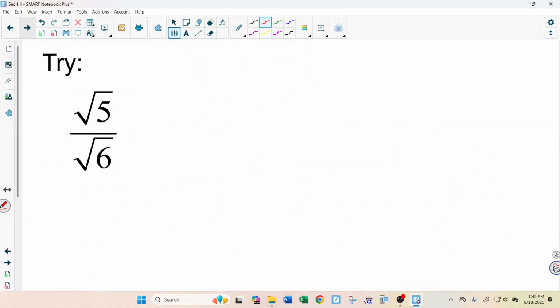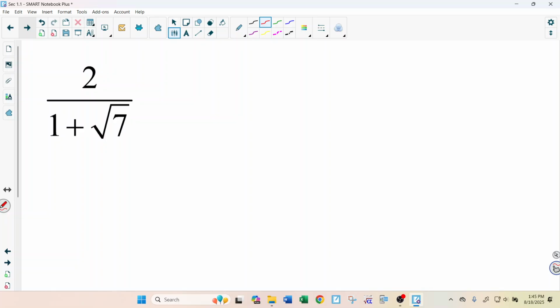All right. The last thing we're going to look at is when we want to rationalize the denominator, but we do not just have a single radical. Let's say we have 2 divided by 1 plus the square root of 7. What we're going to do is multiply by what's known as the conjugate.